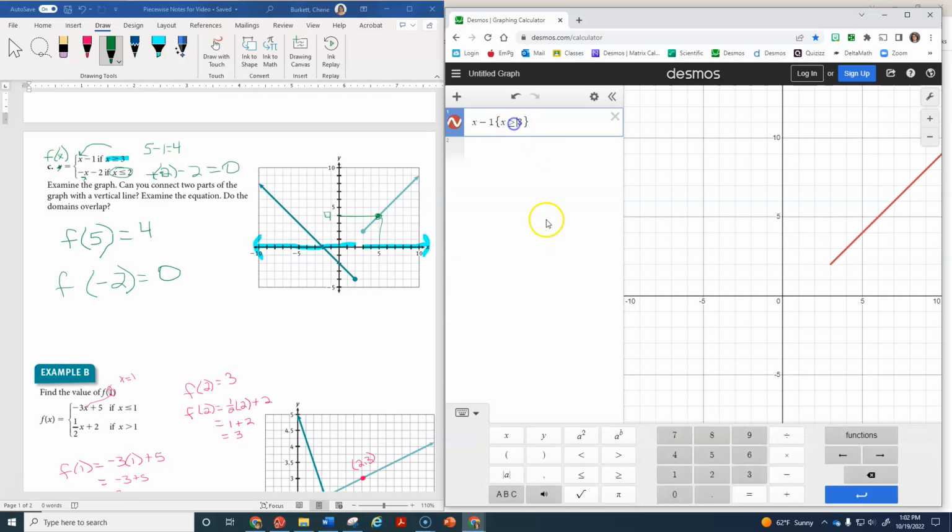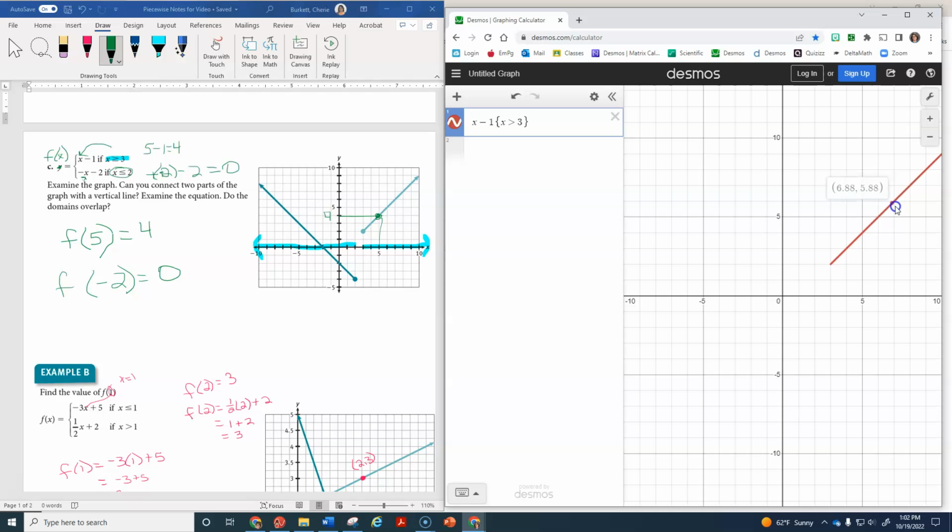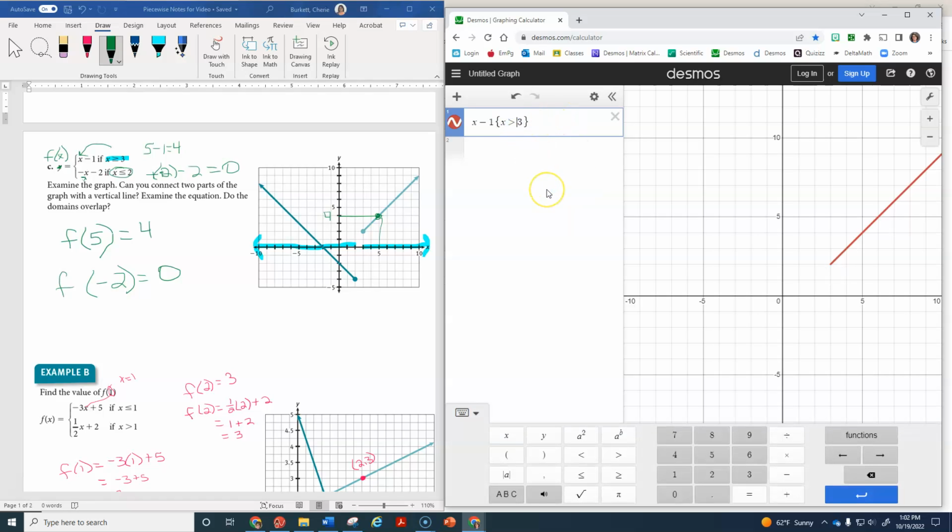Let me show you what I mean. If it wasn't included, if it was just less than 3 and I clicked this and dragged it down, when I got down to 3 right there, it would say undefined. Why? Because there should be an open circle right there. Now, it doesn't graph it for you. You can graph it, but you can also see. So if your goal is to graph it and turn the graph in, then we would want to put a point right there, and I will do that in just a minute.